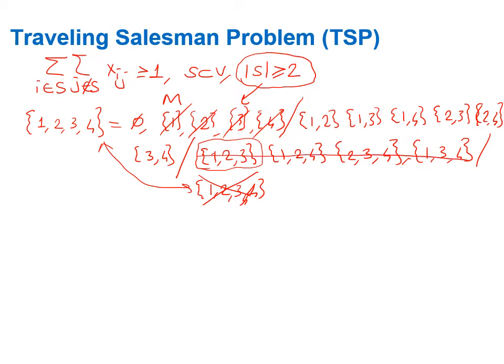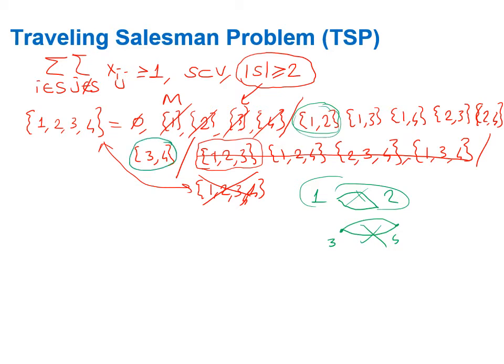So the only remaining ones are the subsets with 2 elements. Now let's consider this. If we have a subtour between 1 and 2, it means that we have a subtour between 3 and 4. And if we eliminate this subtour, we automatically eliminate this one. So if we write the subtour elimination constraint for 1 and 2, we don't need to write the subtour elimination constraint for 3 and 4. So we need only one of these pairs.